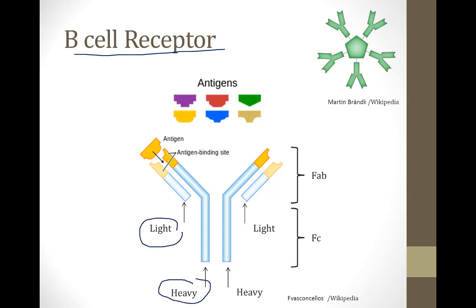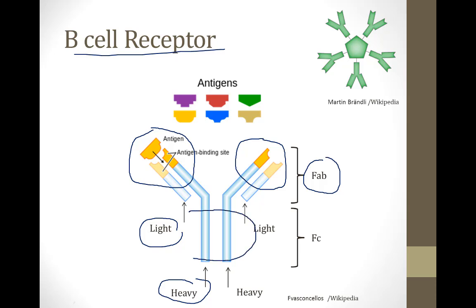And this outer portion here, which is made up of some of the light and heavy chain, is where the antigen binding site is. There's 2 antigen binding sites on a B cell receptor. And we sometimes refer to this outer portion as the FAB portion, that stands for fragment antigen binding. And we sometimes refer to this inner portion made up of 2 heavy chains as the FC portion.